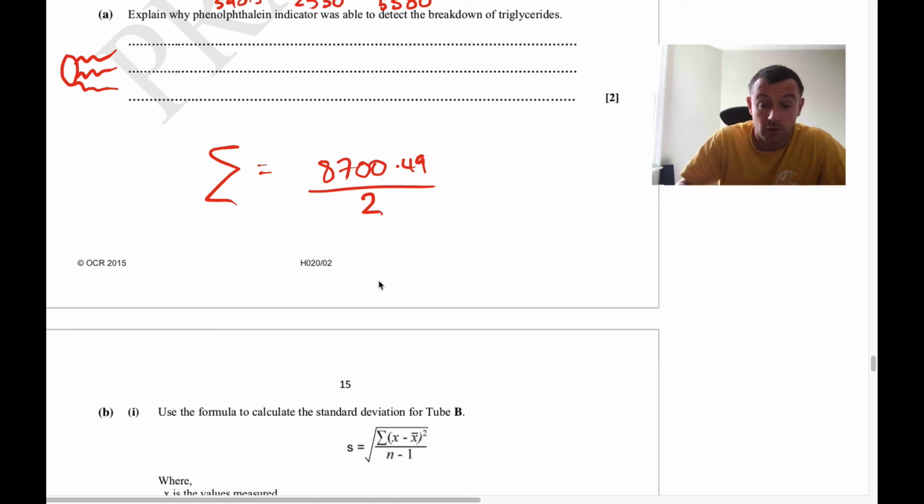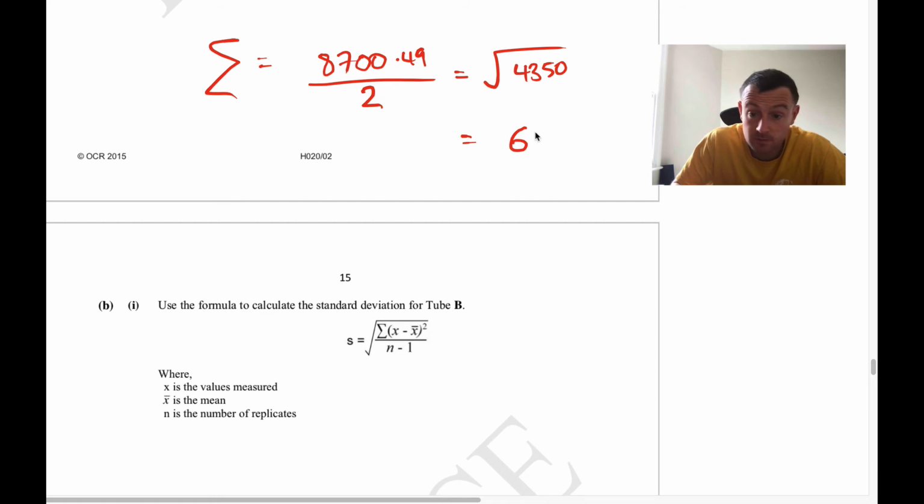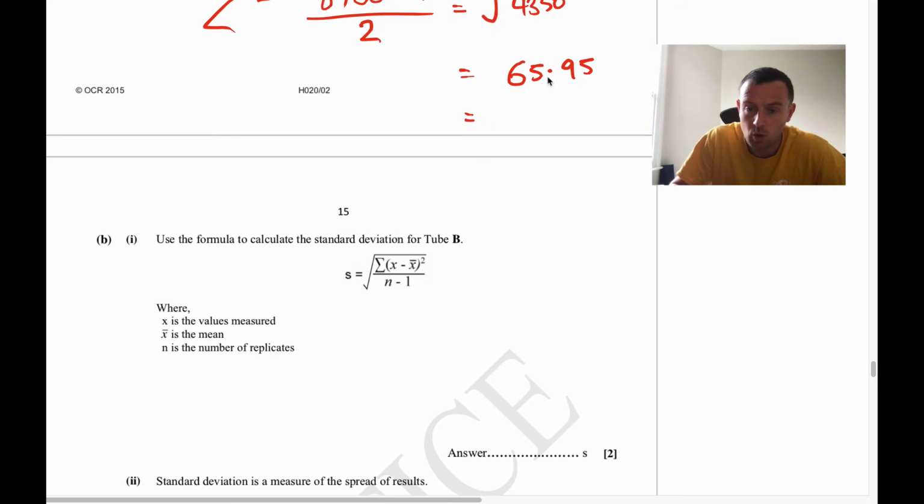And then I square root the whole thing. Equals 65.95. Let's make that just to one decimal place. So if we round that, that's actually going to round to 66.0 exactly. Three significant figures or one decimal place. So write that down here.